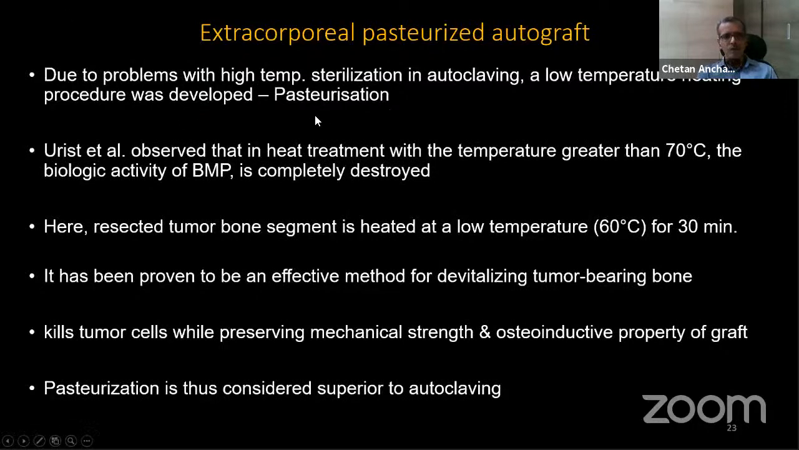Next, due to the problems with high temperature sterilization and autoclaving, a low temperature heating procedure was developed, which is called pasteurization. Here, Urist et al. have observed that in heat treatment with temperature greater than 70 degrees, the biologic activity of BMP is completely destroyed. So here, the resected tumor segment is heated at a lower temperature of 60 degrees, but for a longer time of 30 minutes. It has been proven that this is enough to kill all the tumor cells in the tumor-bearing bone, while at the same time it preserves the mechanical strength and osteoinductive property of the graft. So in that sense, pasteurization is considered superior to autoclaving.